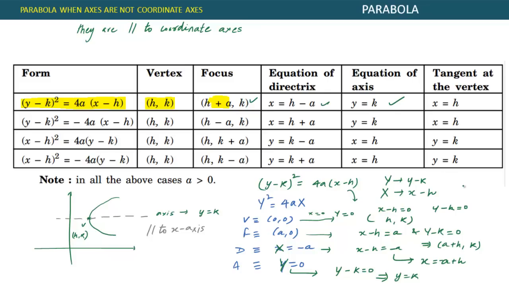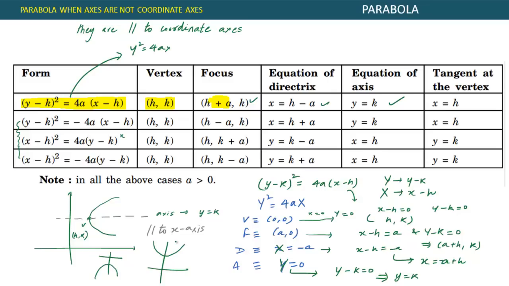So this is how you can transform this to the standard parabola y square is equal to 4ax. And now you can repeat this process for the other three cases. This is when the axis is parallel to x-axis. Here it will also be parallel to x-axis, but on the left side. Here it will be parallel to x-axis on the upward side. So the diagram would be something like this for the third case, and the fourth case will be something of this type. Got it? This is one of the cases.